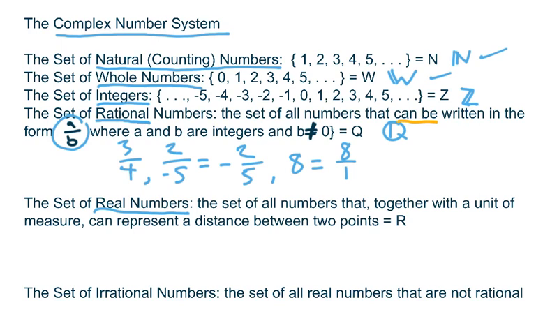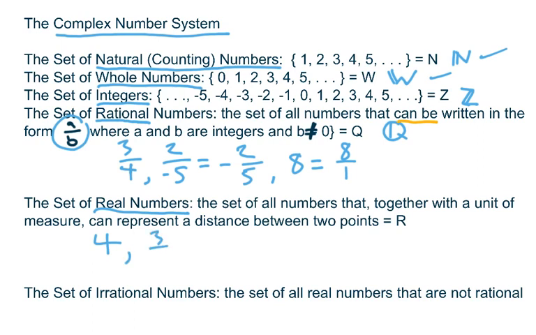Now, 2 points could be, for example, 4 miles apart. So I could take the number 4 and say that's a real number. And you might say, but wait, 4 is a natural number, and it's a whole number, and it's a rational number. It's also a real number? Yes. So 4 actually would fit into all of these categories so far.